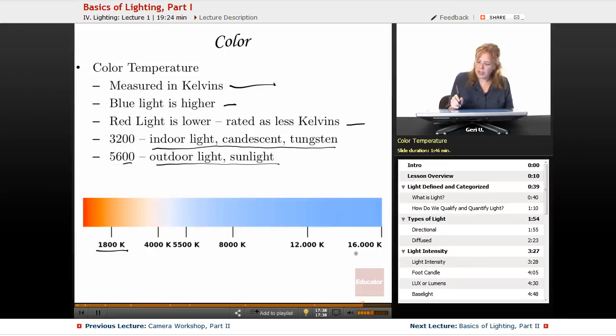So this is something that folks have to get straight in their mind. When we talk about light being hot and cold or cooler, are we talking about how it's actually rated, or are we talking about what it appears to the eye? So again, indoor light is 3200. So it's cooler in terms of, or it's less kelvins, and outdoor light is bluer to the eye, but it's actually higher in the Kelvin rating.